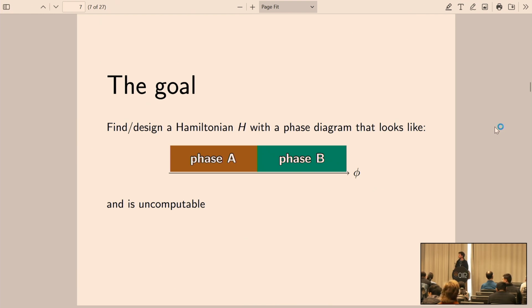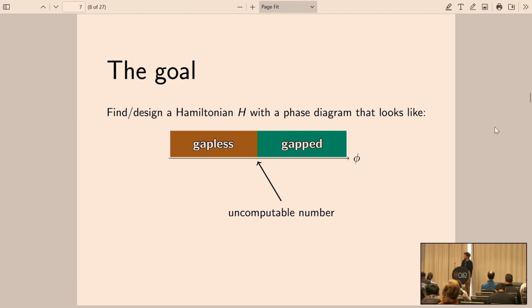And this motivates the question of our work. Is this qualitative complicatedness necessary? Can we design a Hamiltonian with a phase diagram that looks just like this? There are two phases, there's a single transition between them, and yet it's somehow uncomputable. And this may seem a little too simple for uncomputability, but in fact, we're going to be looking to design a Hamiltonian such that it undergoes this phase transition exactly at an uncomputable number, and that's how it can be uncomputable.